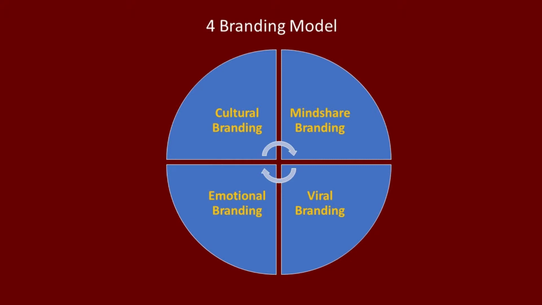The third branding model found common in practice is emotional branding. This model is based on associations and their related impact on branding. The fourth branding model found very common in practice is viral branding. It is short-term buzz created by marketers to gain attention.